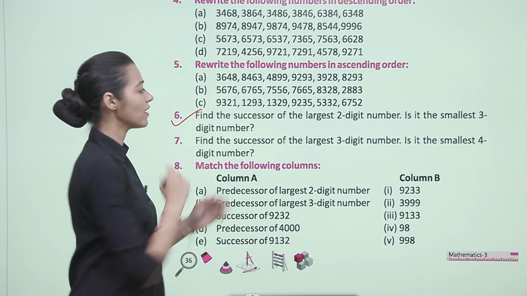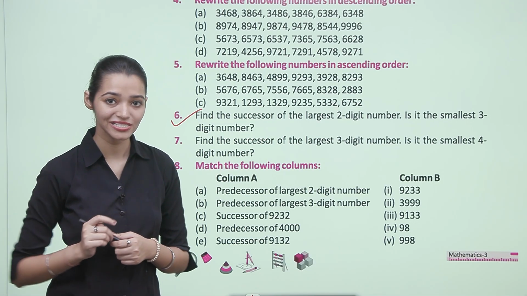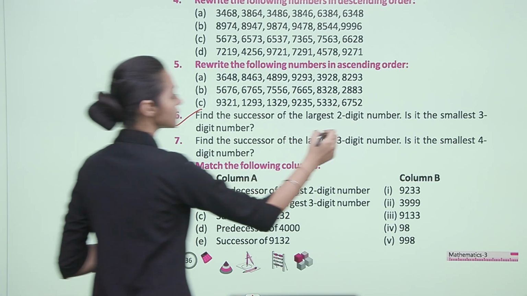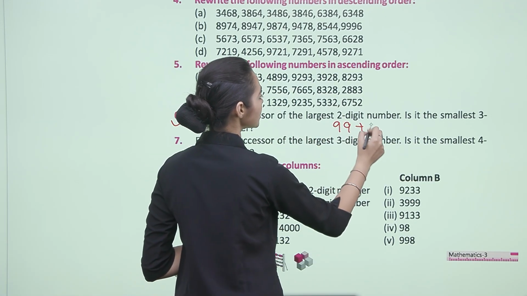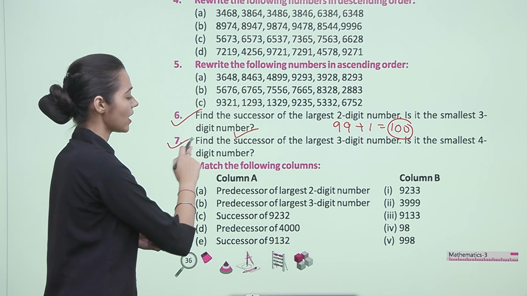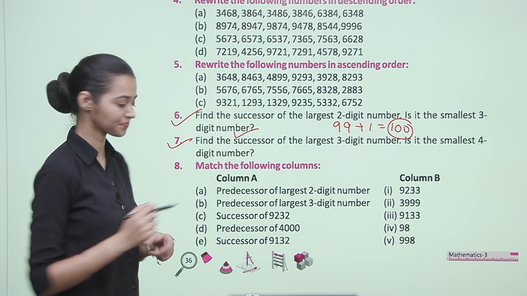Now in the next one, we have to find the successor of the largest 2-digit number. Is it the smallest 3-digit number? Now the largest 2-digit number is 99, plus 1 is 100, and yes, 100 is the smallest 3-digit number. That's how we have to complete the 7th part by ourselves.